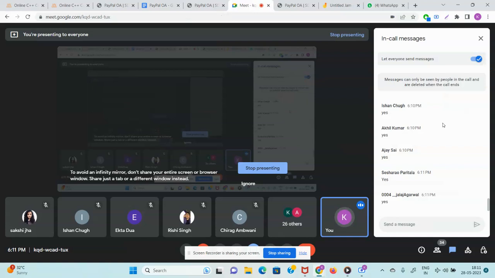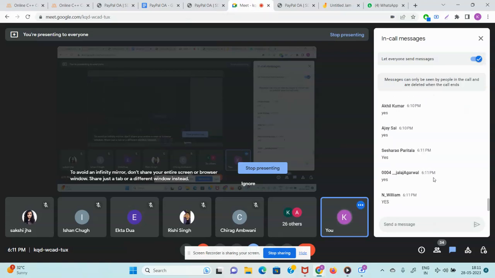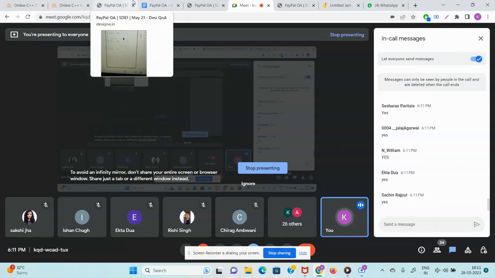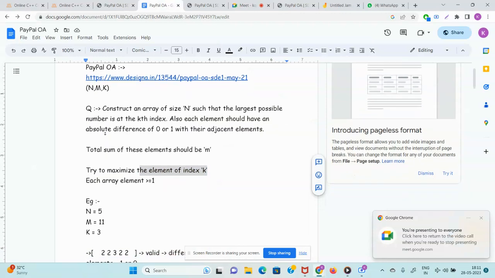Is the understanding clear? Noel and everyone start writing. Be quick, be quick, be quick. Satabdo, you too. Yeah, good, nice. Guys, Sakshi, everyone start writing yes if the understanding is clear. I'm not asking about the explanation, I'm only talking about the understanding.